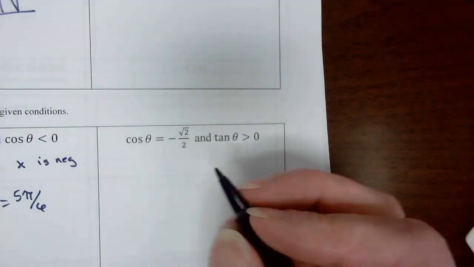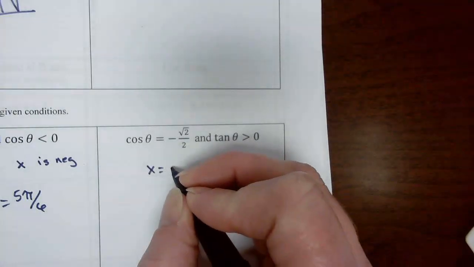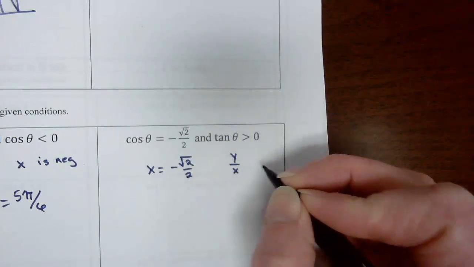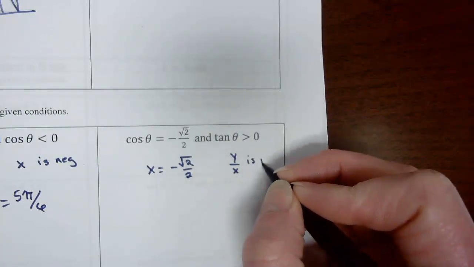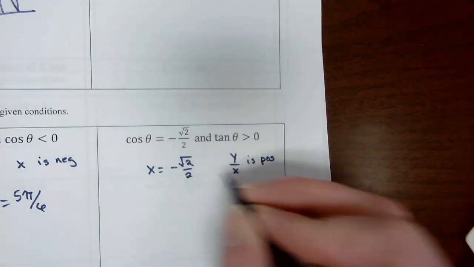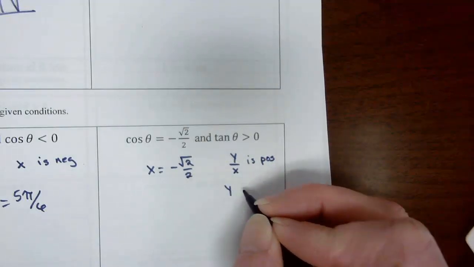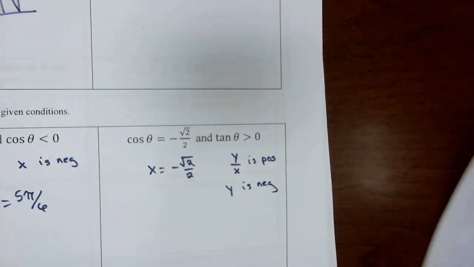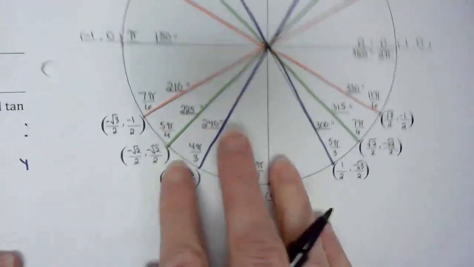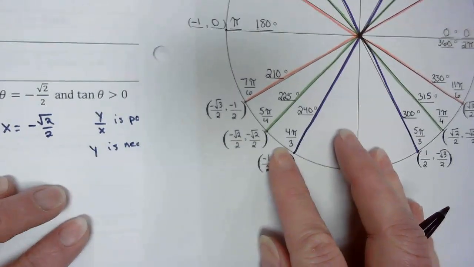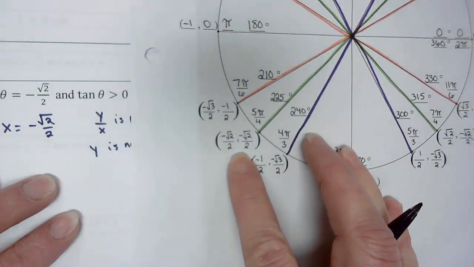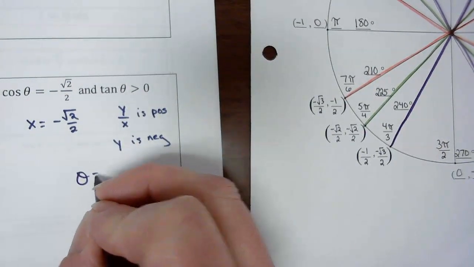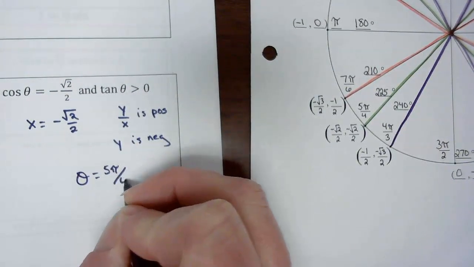Cosine is negative square root of 2 over 2, so x is negative square root of 2 over 2, and tangent is greater than 0, so that means it's positive. X is negative, so that means y is also negative. So negative and negative, I know that's in this quadrant down here. And the x value is negative square root of 2 over 2, which only happens here. So my angle is 5 pi over 4.